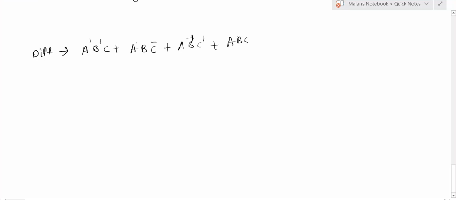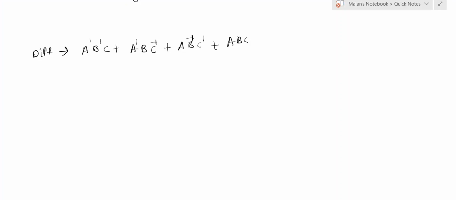Second one is A bar, B, C bar. A bar, B bar, C. A bar, B, C bar. A, B bar, C bar and ABC. Now we'll try to minimize the expression.